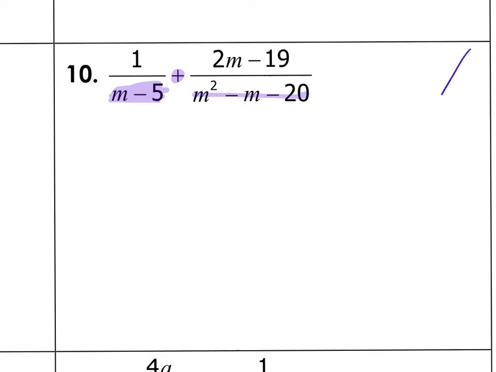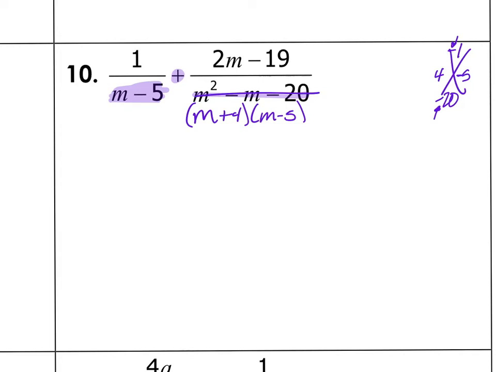So I need two numbers that multiply to be -20 and add to be -1. 4 and 5. And since this is a negative and this is a negative, that means my biggest number is going to be negative. So I've got m plus 4 times m minus 5. And that's my new denominator.